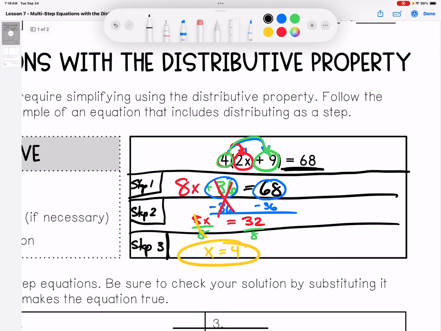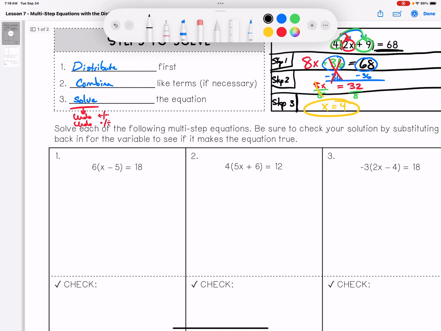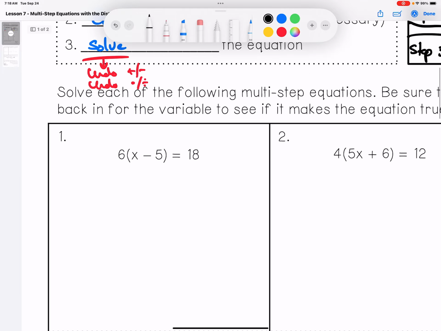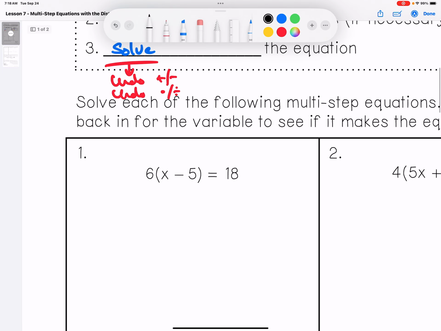All right. Let's go down here to the bottom. The directions say to solve each of the following multi-step equations. Be sure to check your solution by substituting it back in. All right. Number 1, we're going to do distributive property first. We got to get everything out of parentheses first.